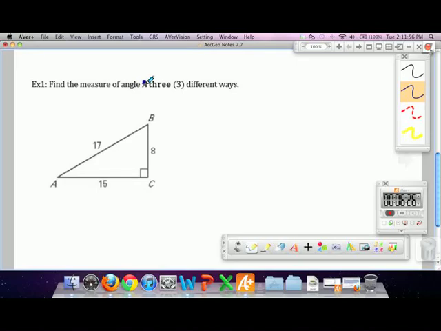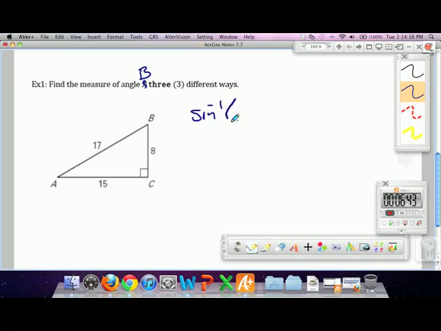Change this example to B, because we just did A 3 different ways. Find the measure of angle B 3 different ways, if you would. Find the measure of angle B 3 different ways, please.